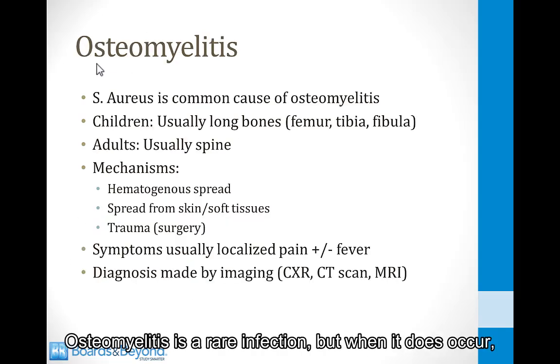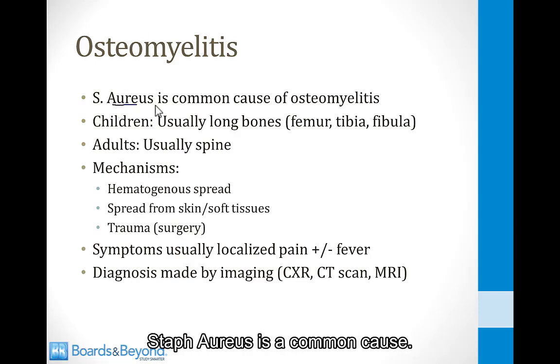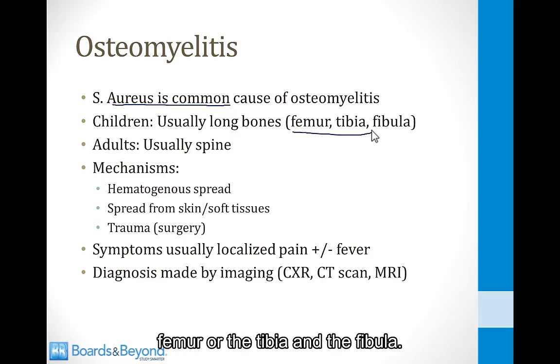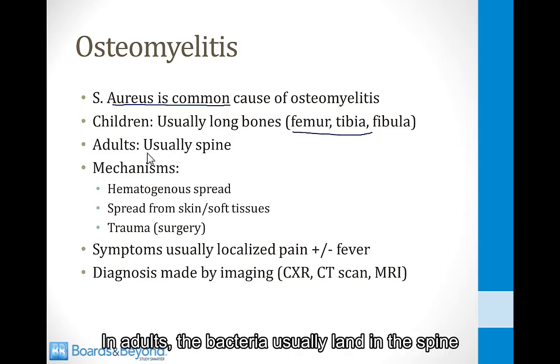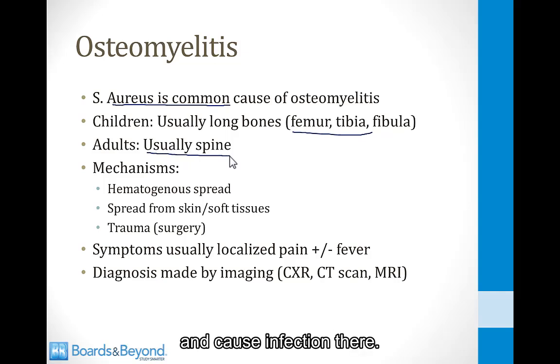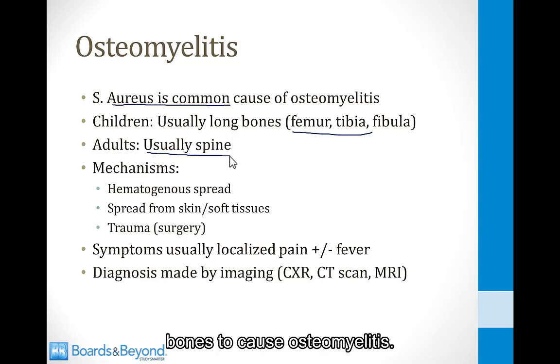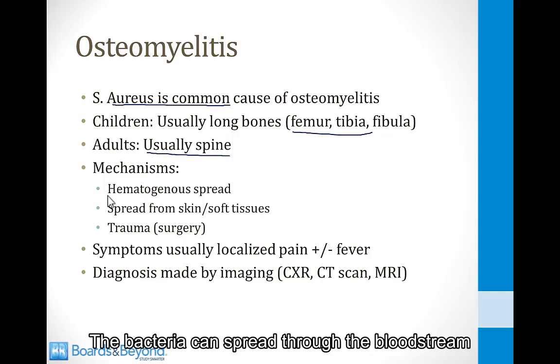Osteomyelitis is a rare infection, but when it does occur, Staph aureus is a common cause. In children, they usually get osteomyelitis in their long bones, like the femur, the tibia, and the fibula. In adults, the bacteria usually land in the spine and cause infection there. There are a couple ways by which the bacteria get to the bones to cause osteomyelitis. The bacteria can spread through the bloodstream.